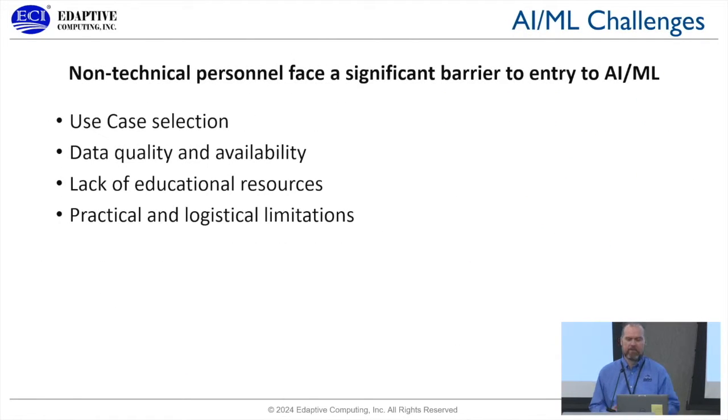So today I just want to talk to you a bit about bringing AI/ML to the average user, someone who is not an analyst, who has all this data, often subject matter experts who are very familiar with what they're testing or what their system is capable of, but don't necessarily know how to look at all that data and perform AI/ML. They may not be coders. So there's 4 key parts that we've identified as barriers for entry into the AI/ML world, those being use case selection, data quality and availability, the lack of educational resources, and then practical and logistical limitations.